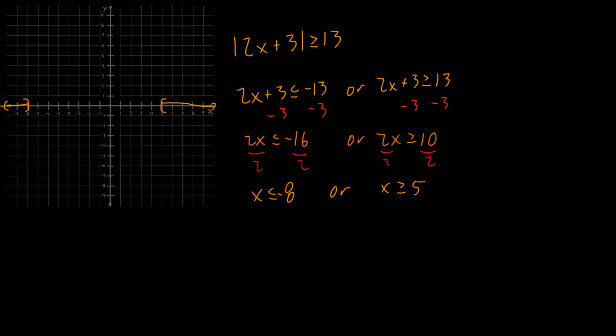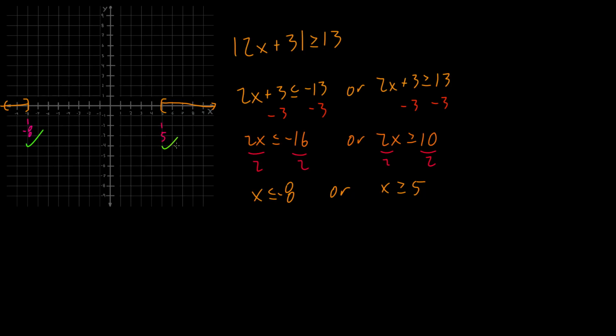Let's start to test it. All right, we're going to test it at negative 8. So if we've got 2 times negative 8, that's negative 16. Negative 16 plus 3 is negative 13. If you take the absolute value of negative 13, it just becomes 13. So this one checks out. Okay, let's try it at 5. 2 times 5 is 10. 10 plus 3 is 13. Absolute value, yes, that checks out.